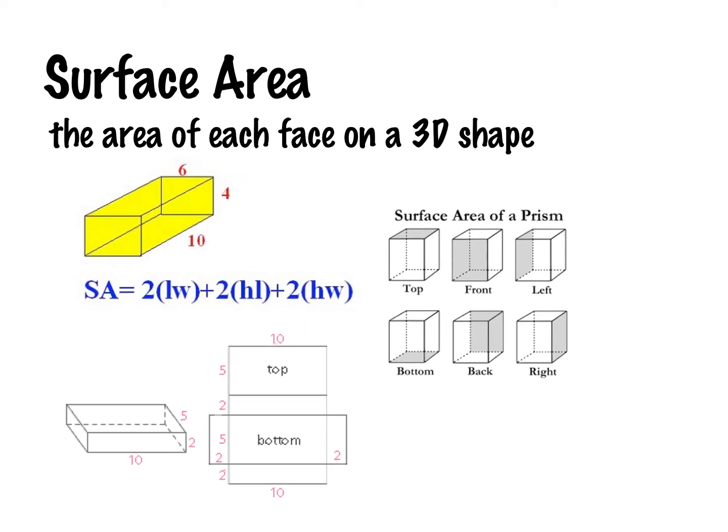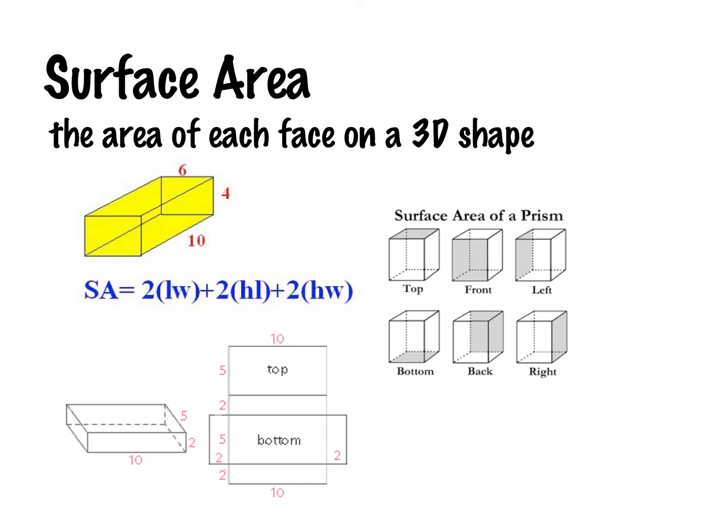So we're going to start looking at surface area today. We've covered volume, we've covered vocab. The last thing that we need to cover for 3D geometry is surface area. Volume, when we looked at cubes and rectangular prisms, was pretty straightforward. It was just length times width times height.